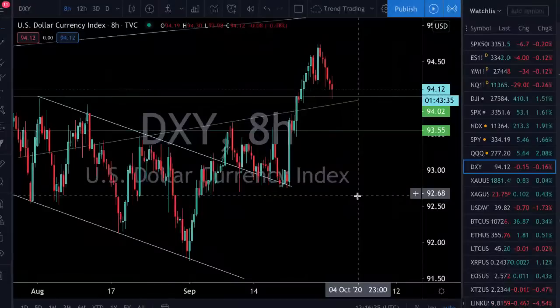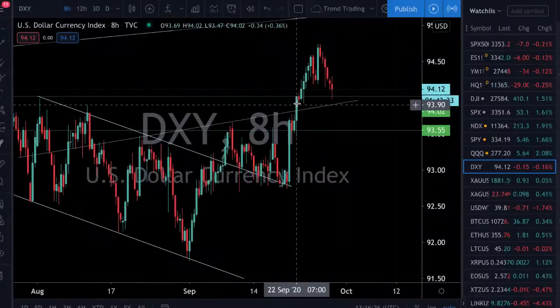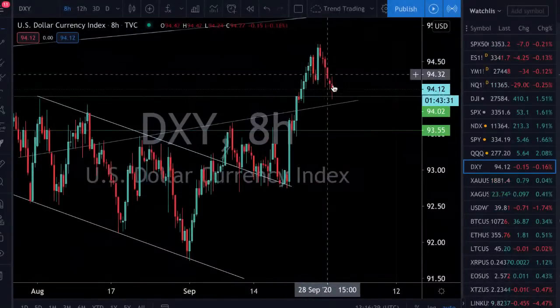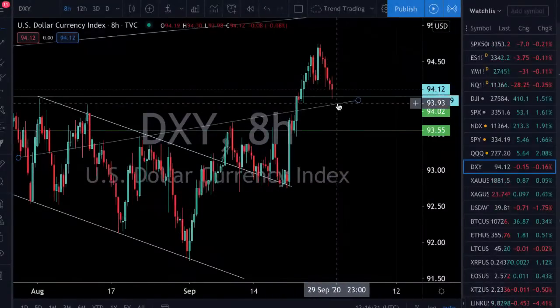So the dollar right now is maintaining its counter trend breakout, coming in and testing support. We're looking to see whether or not it holds this important area, or if it fails.